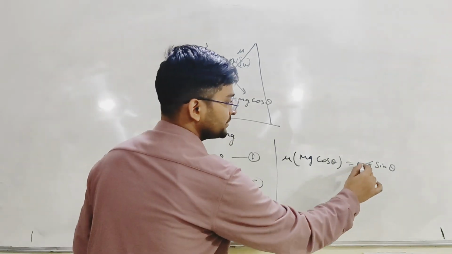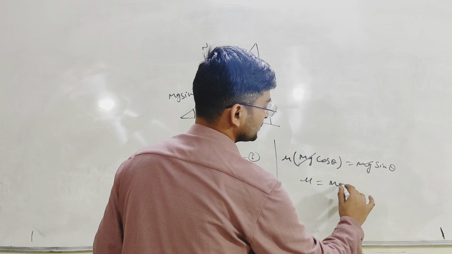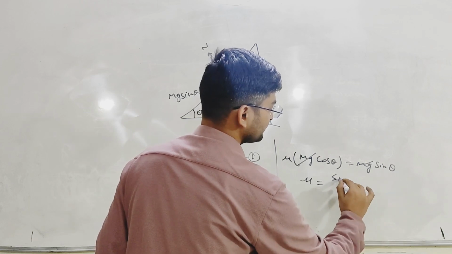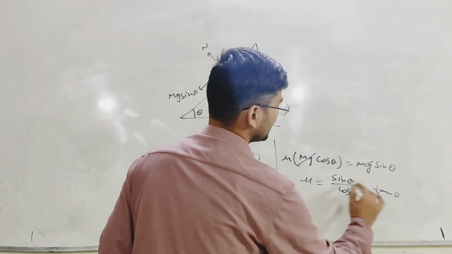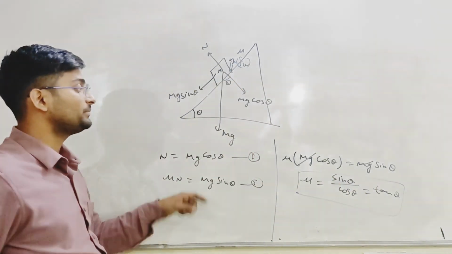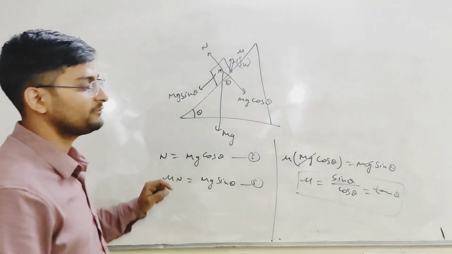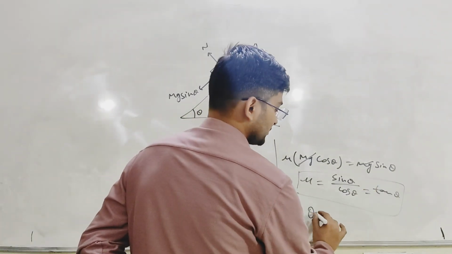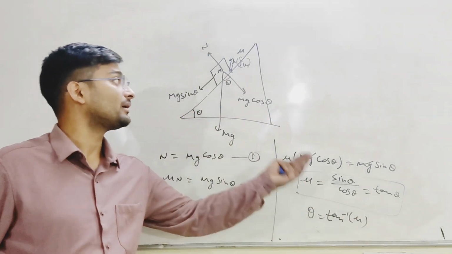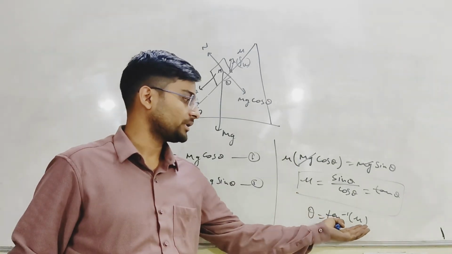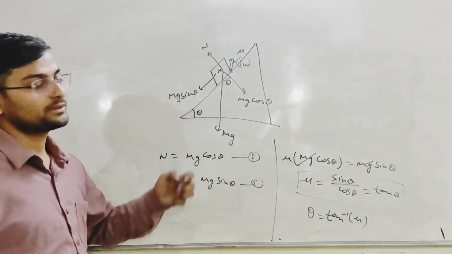When we cancel mg on both sides, we find that mu is equal to sin theta by cos theta, which is tan theta. So if we need to find the value of theta, which in most cases the question asks for, it is very simple: theta is equal to tan inverse mu. We put in the value of mu given in the question, and the inverse tan gives theta, right? This is the one equation that comes out of this analysis.